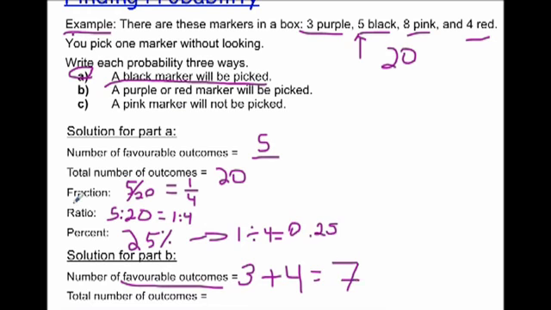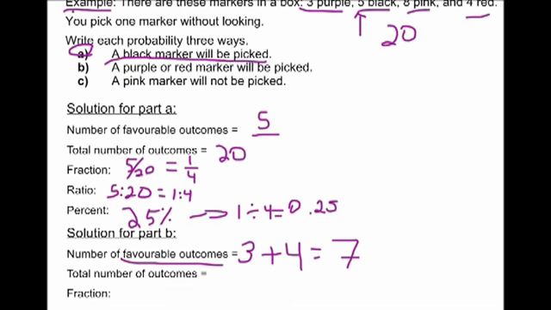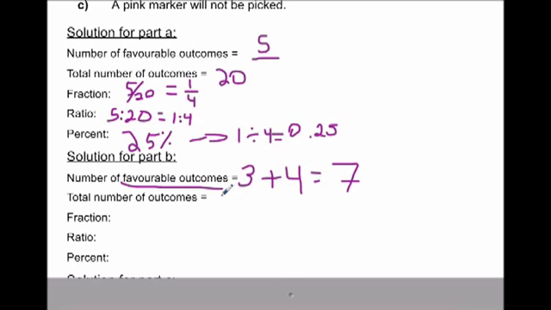There's 7 favorable outcomes. The total number of outcomes, well, we've already identified that. It's 20. So we can write our probability now as a fraction, 7/20. We can write it as a ratio, 7:20. And we can write it as a percent.